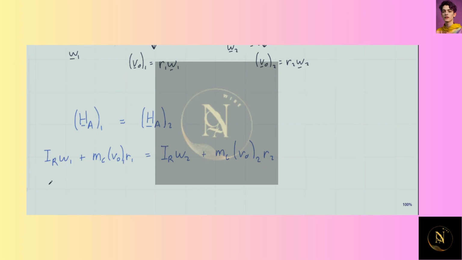So we can write this as IR plus MC R1 squared. We just replace V0 with V01, times omega 1. And this is equal to, we did the same on the right-hand side, IR plus MC R2 squared, and the common factor is omega 2. So we just replace V02.